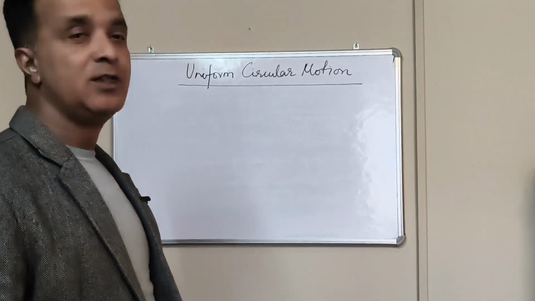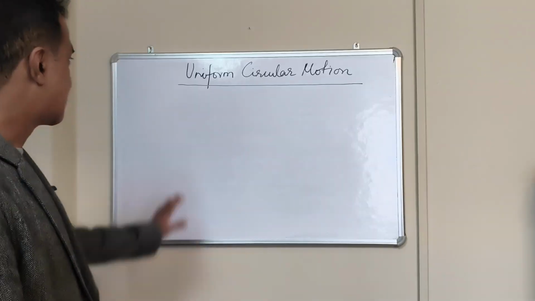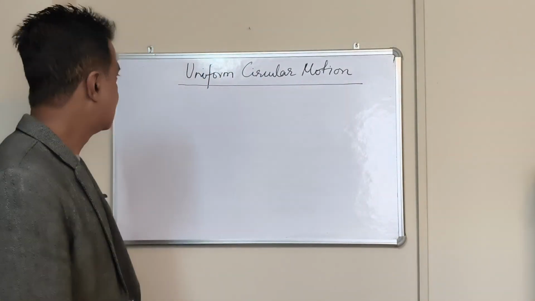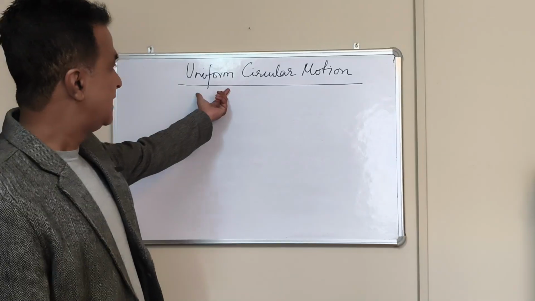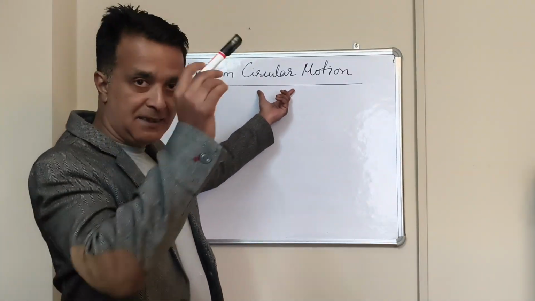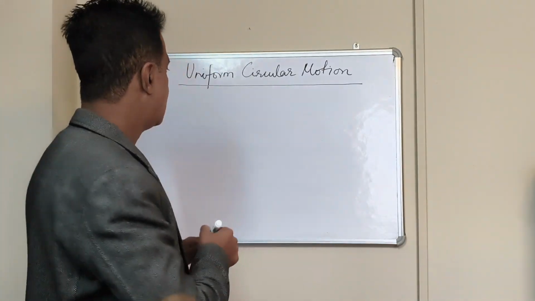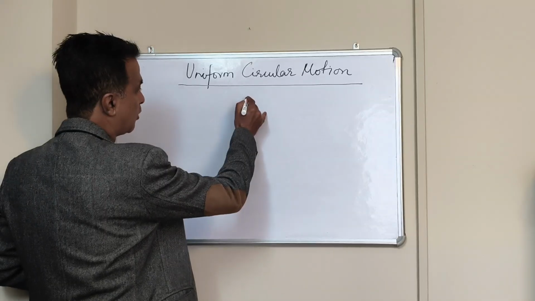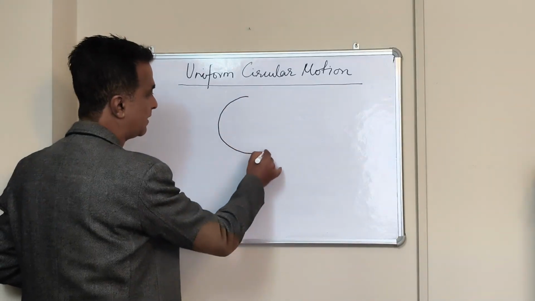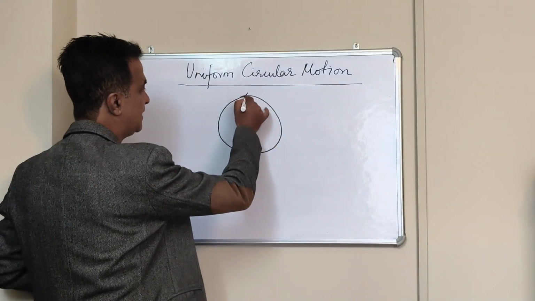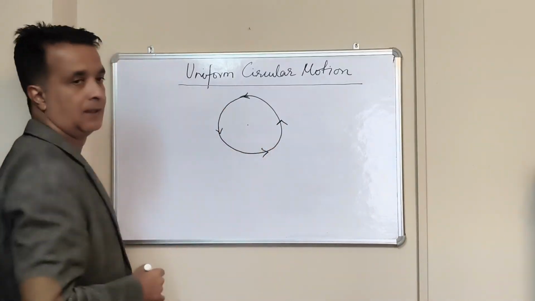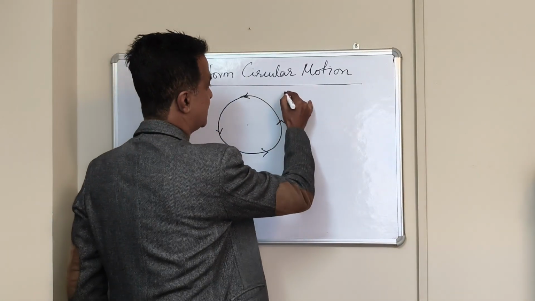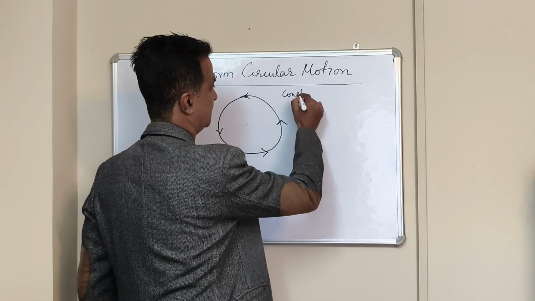Our topic for today is uniform circular motion. Let's try to understand the meaning of this term first. The word uniform means a body moving with a constant speed, and circular means in a circular path. So if a body moves with a constant speed in a circular path, it is said to be in uniform circular motion. Right? So here the situation is the speed is constant.